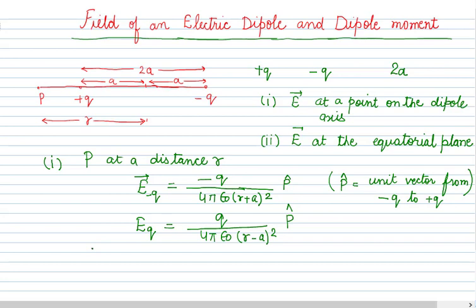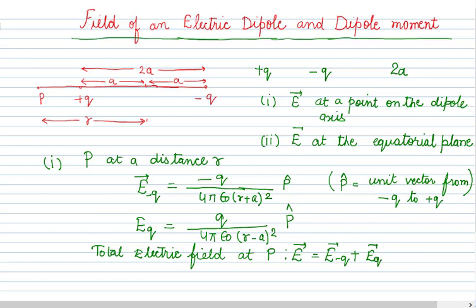So the total electric field at point P due to this dipole is written simply as capital E, and that will be the sum of the electric field due to charge minus Q and the electric field due to charge plus Q. So we simply add them up.